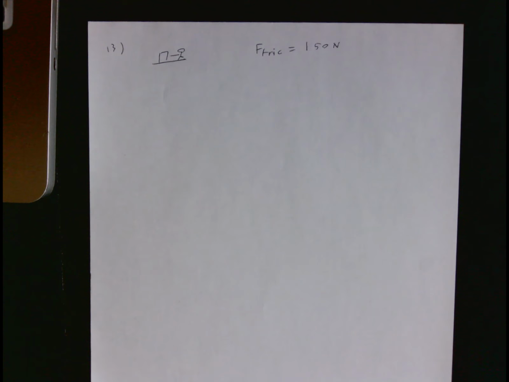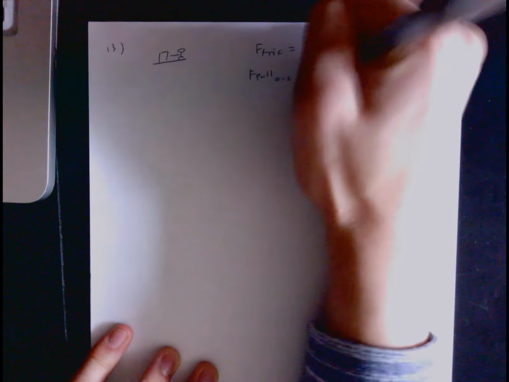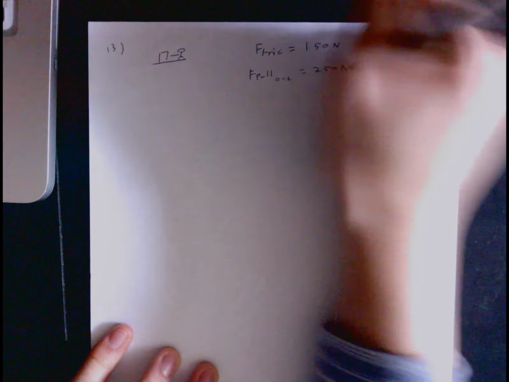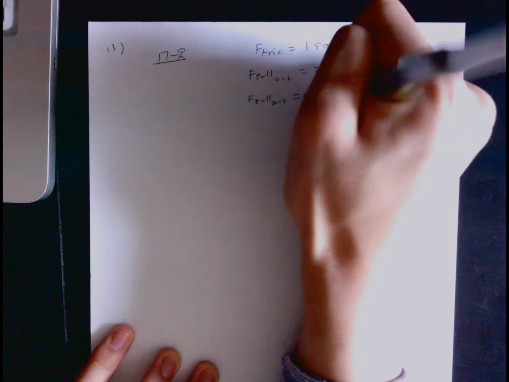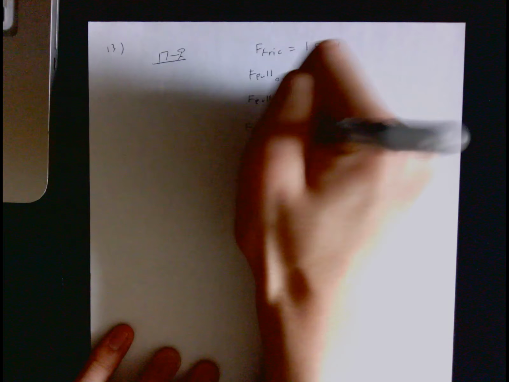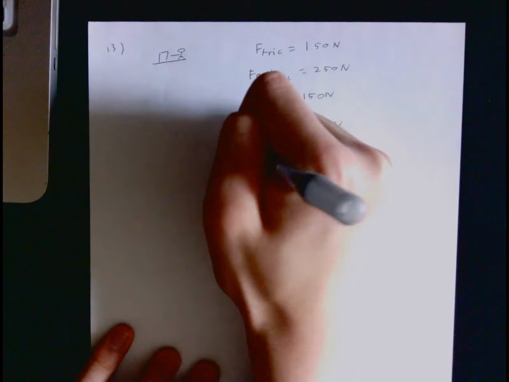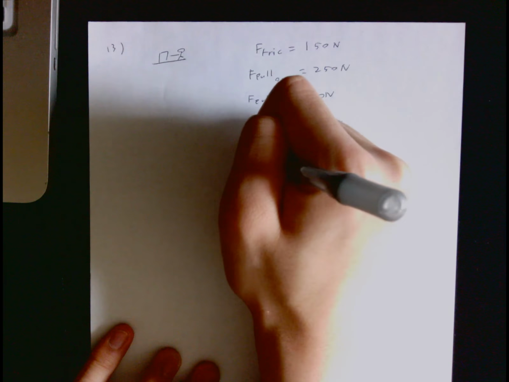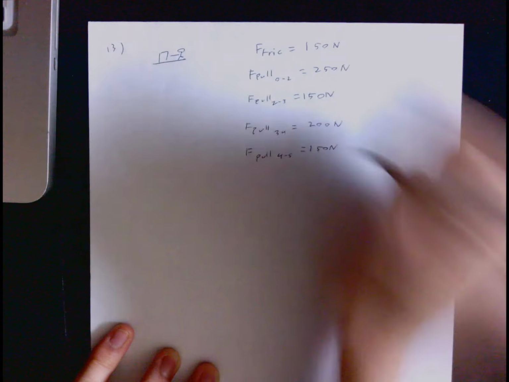You're also given that the person pulls with variable force in between the times that she's pulling. From 0 to 2 seconds, she pulls with 250 newtons of force. From 2 to 3 seconds, she only pulls with 150 newtons of force. From 3 to 4 seconds, she pulls with 200 newtons of force. And finally, from 4 to 5 seconds, she pulls with 150 newtons of force.